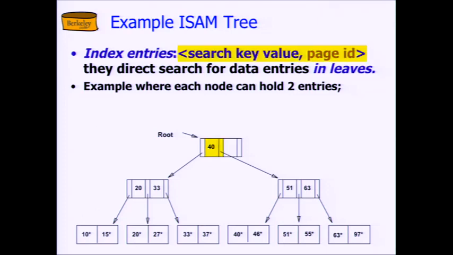Now, these are the index entries, right? Search key value, comma, page ID. So I've highlighted an index entry there. And there are many of these, obviously, on each page. And here's a path of index entries to get to a leaf.